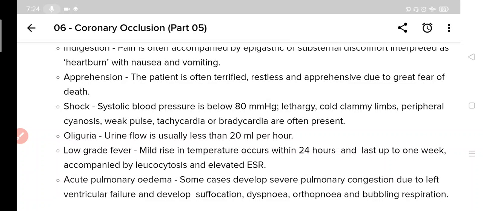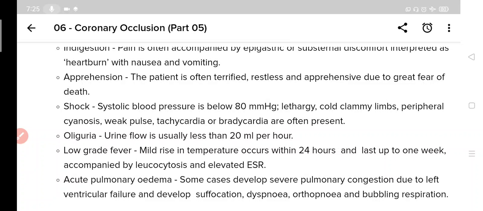Next one is shock. Systolic blood pressure becomes below 80 mmHg, and there will be lethargy, cold clammy limbs, peripheral cyanosis, weak pulse, tachycardia or maybe bradycardia. Next one is oliguria. Oli means less in amount, so oliguria means less amount of urine. In oliguria, urine flow is usually less than 20 ml per hour, so urine flow is reduced.